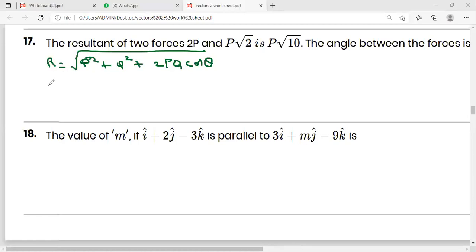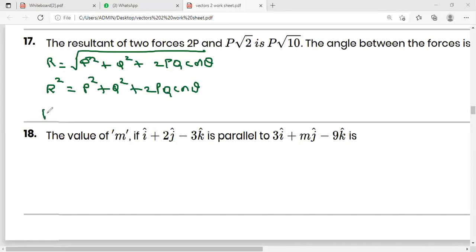And of course, the resultant is already given. What is that? p root 10. Better you take one thing: R square I will take. R square can be written as p square plus q square plus 2pq cos theta. Now I will substitute. In place of R square, the resultant R is p root 10.